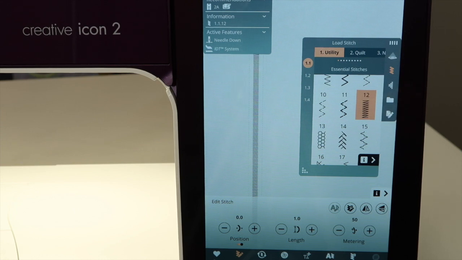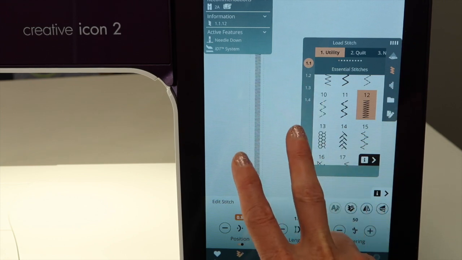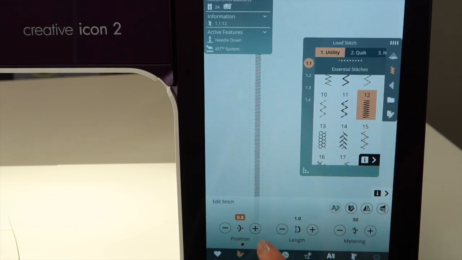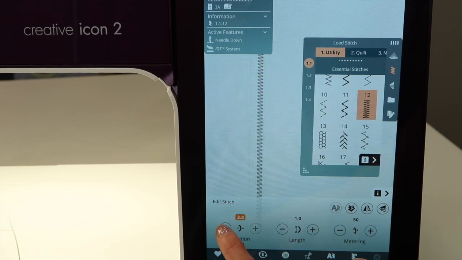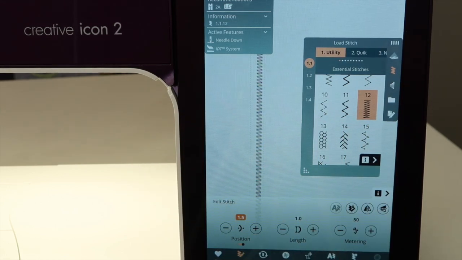Now we're back to needle position. You recognize that symbol. Here's what you get to do. It's like being able to take your stitch and say, right justify it. Let it follow along the inside of the right toe or the left toe. You can actually get it to stitch wherever you want. I do this a lot with decorative stitches.